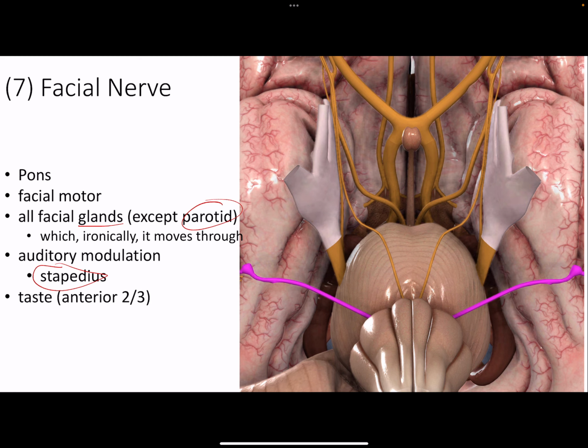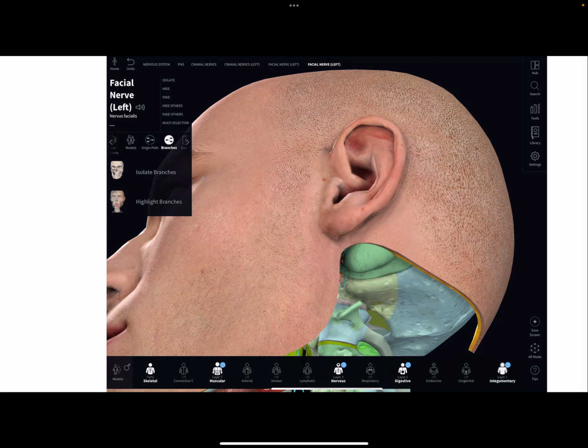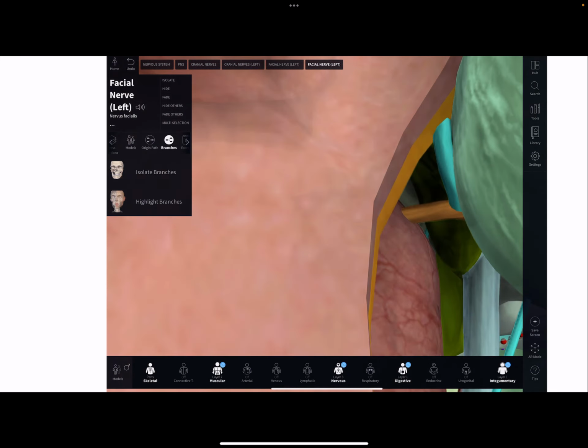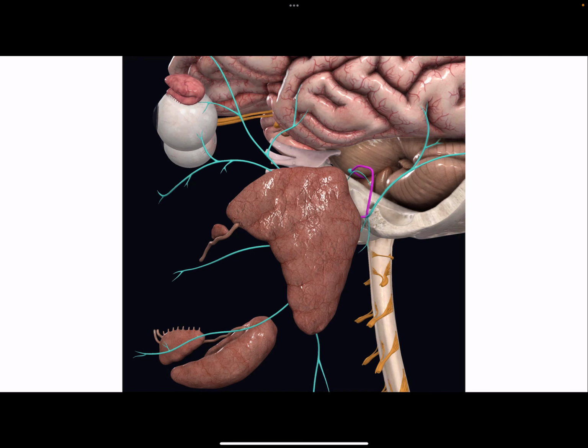Also now, not the sensory like the V3, but this is now taste. Oh, this is too sweet. This is too bitter. That is going to be the facial nerve. So here we're just seeing a picture. There you go. Proof. It goes right through the parotid gland. More proof. It goes through the parotid gland, but it does not innervate the parotid gland. It innervates most of the other glands, though.